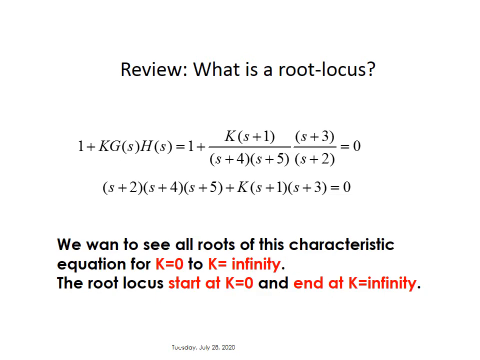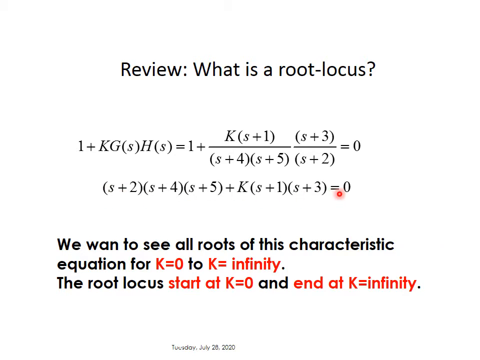So the characteristic equation is this part. So we have developed it. So it becomes (s plus 2)(s plus 4)(s plus 5) plus k multiplied by (s plus 1) multiplied by (s plus 3). If you want to find the position of the poles as k varies, it is basically the condition of these polynomials equals to 0.